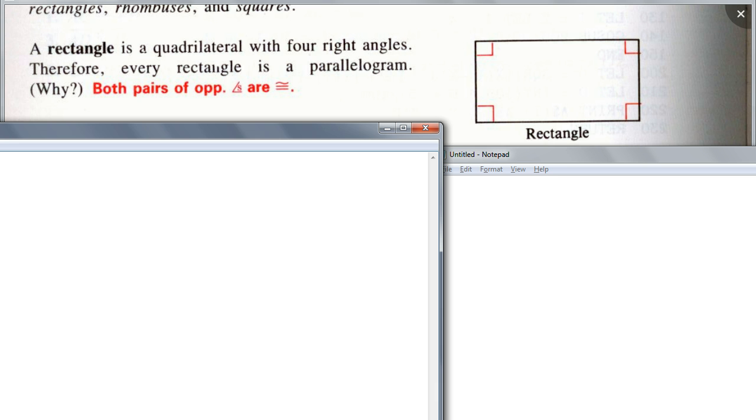You could use the definition of parallelogram by saying if two lines are perpendicular to the one line, guess what? These two lines are parallel. And then you could say the opposite sides are parallel. Very good. That's good. Yes, sir.